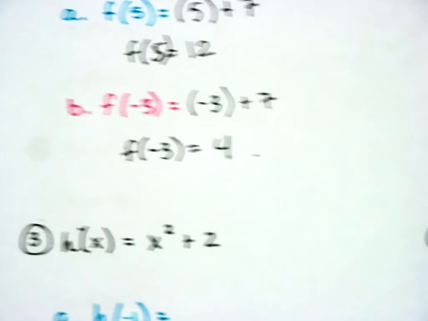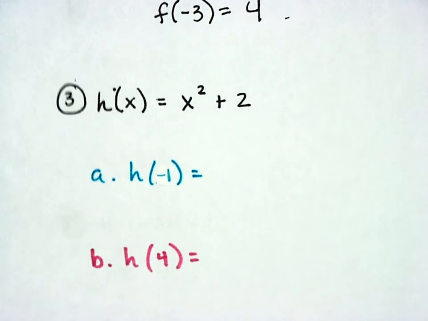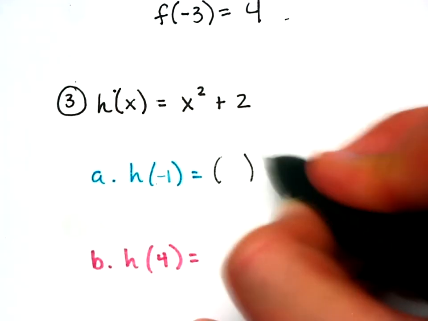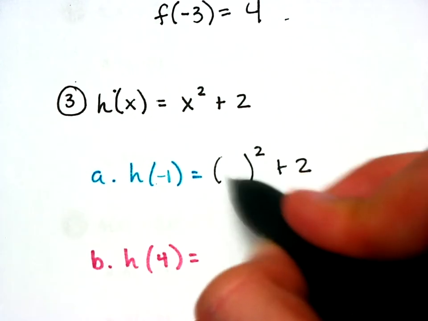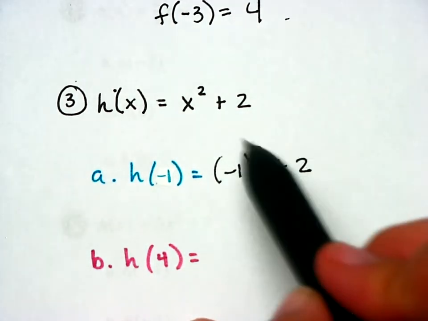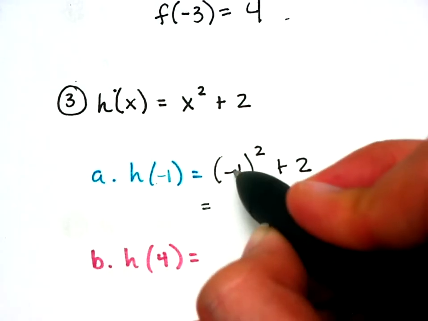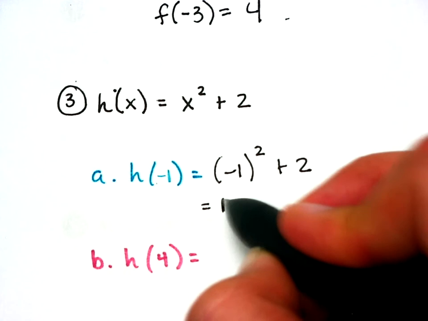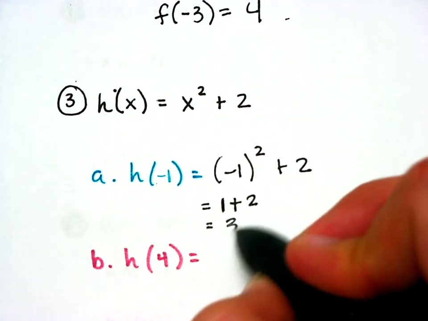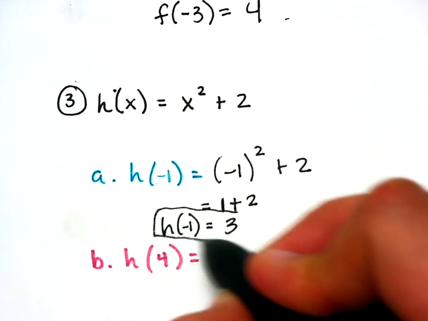All right, one more function and then we're going to try this on a graph. We've got x squared plus 2 now. So again, rewrite your function, but instead of x, now it's -1. Don't forget your order of operations. We're going to do exponents first, then add. So -1 times -1 is +1. Don't forget the plus 2. And then when we add that, that gives me 3. So when I input -1, out comes 3.